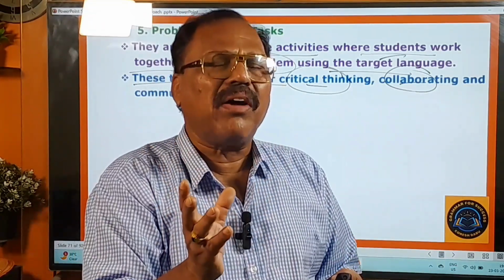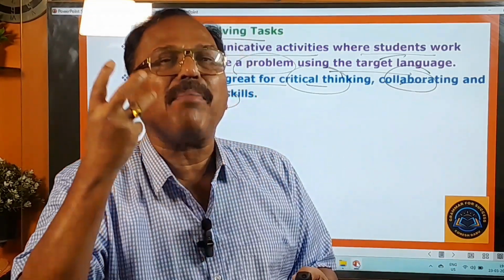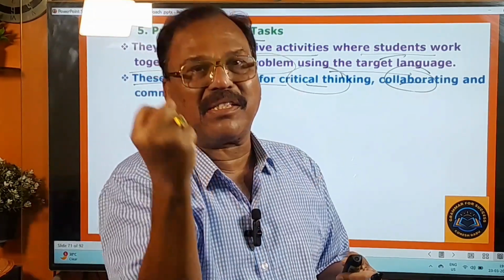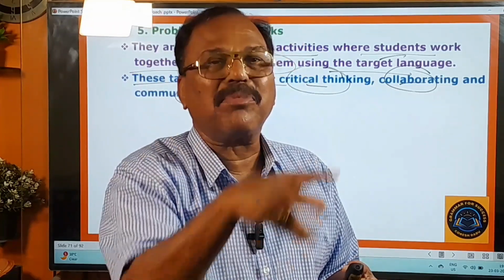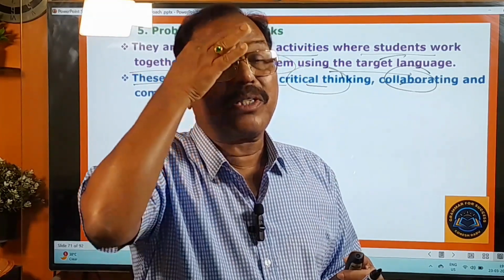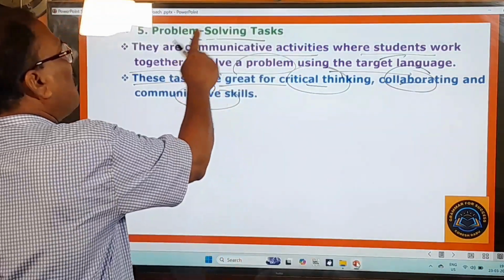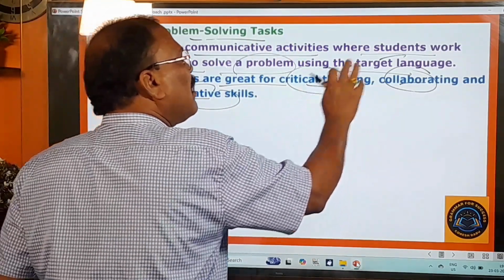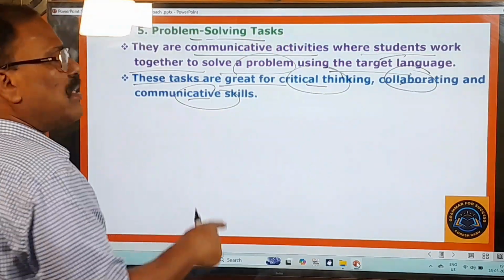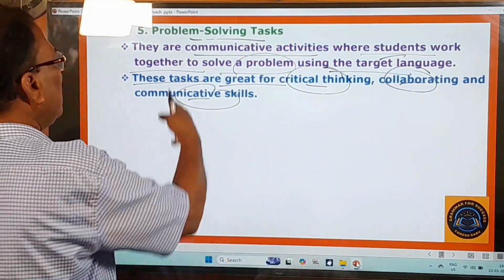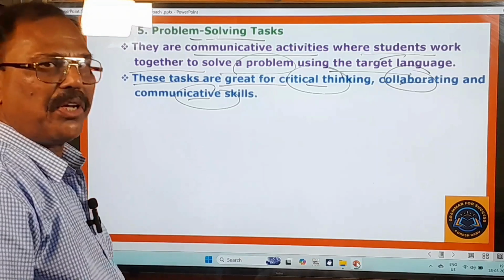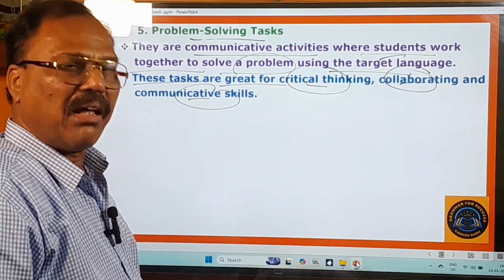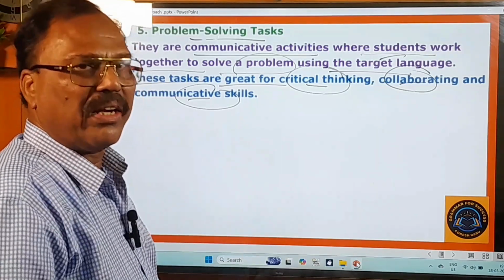So in this way, all the students will be coming out with their different opinions, and they will be justifying their opinions. So this is a beautiful problem solving activity. Okay, hope you understand all. In this way, these problem solving tasks would promote the critical thinking of the learners, the collaborating skills of the learners, and they also improve communicative skills. So these are really very interesting communicative activities. They are great for helping and supporting the learners in acquiring the target language.